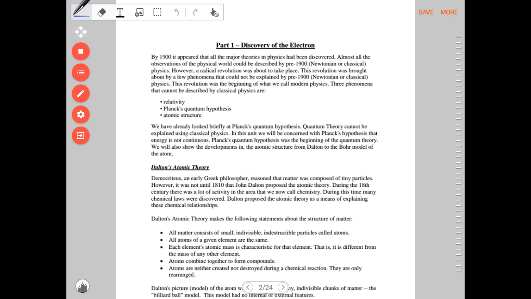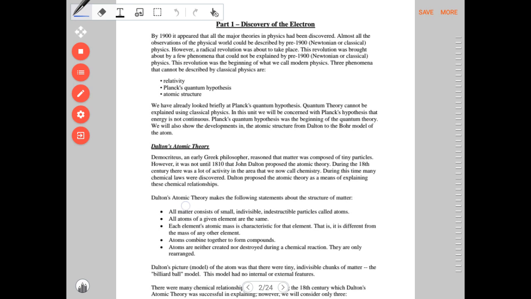The 3 phenomena that can't be described are relativity, so that's Einstein's big thing, okay, Planck's quantum hypothesis, and atomic structure. So we've already looked briefly at Planck's quantum hypothesis. Quantum theory cannot be explained using classical physics. In this unit, we will be concerned with Planck's hypothesis that energy is not continuous, or that it comes in little packets or chunks, okay, photons. Okay, Planck's quantum hypothesis was the beginning of quantum theory. Okay, we will also show developments in the atomic structure from Dalton to the Bohr model of the atom. Okay, so here we go.